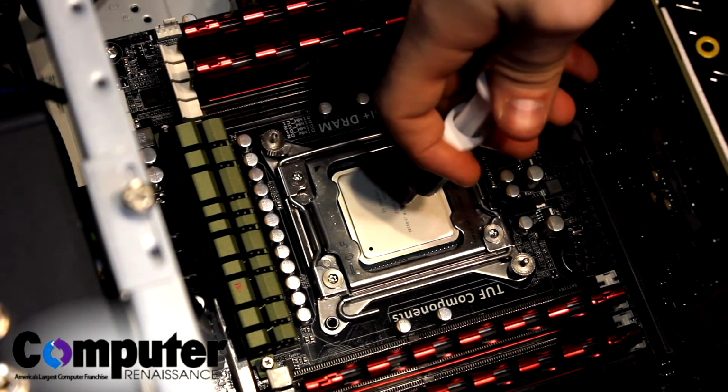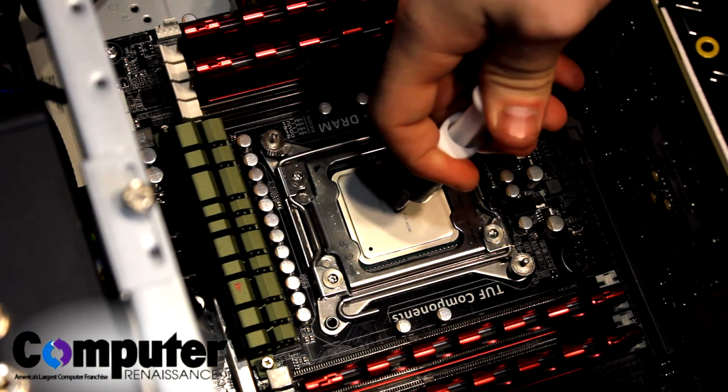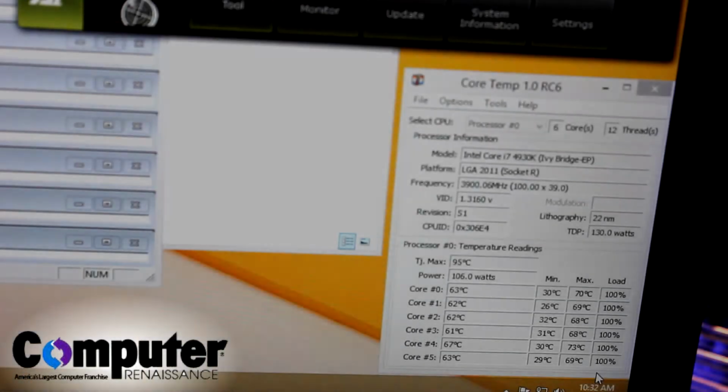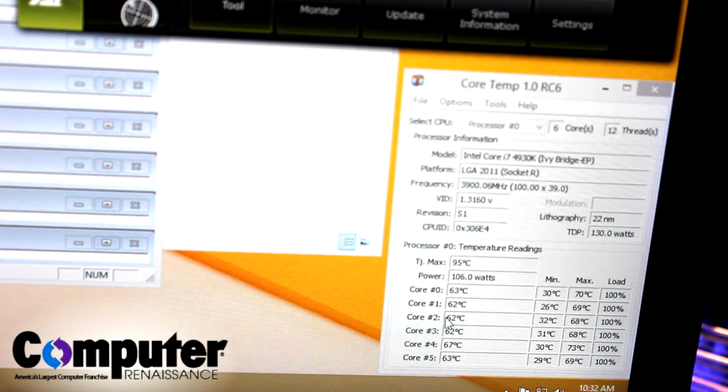The final compound we will be testing is Antec's Formula 6 Nano Diamond Thermal Compound. After 48 hours, temperatures peaked at 73 degrees Celsius, indicating that despite the much higher price tag, there is next to no difference between these thermal compounds.